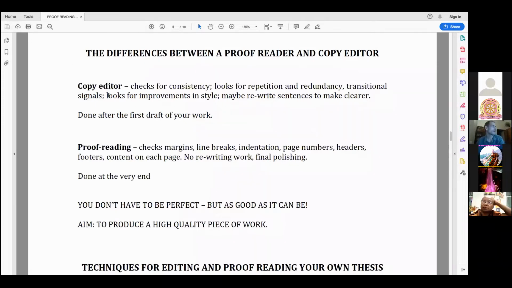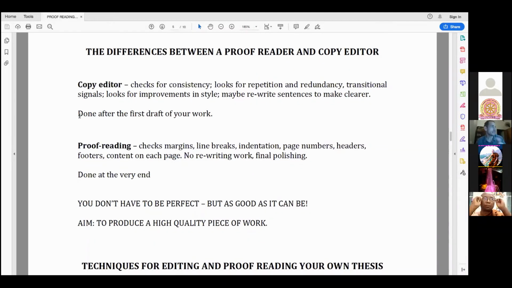Okay? The copy editor also looks for improvements in style. So they're really trying to improve your style of writing. And then maybe they will rewrite some sentences. Yeah? Maybe they will actually help you rewrite. They will look at that. Maybe you've got a very complicated passive voice sentence. Maybe the copy editor will suggest, well, why don't you change that to active voice? Yeah? So something like that a copy editor might do.